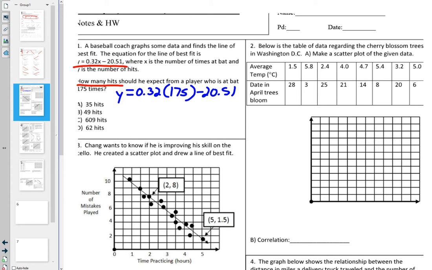0.32 times 175 minus 20.51. I'm getting about 35.